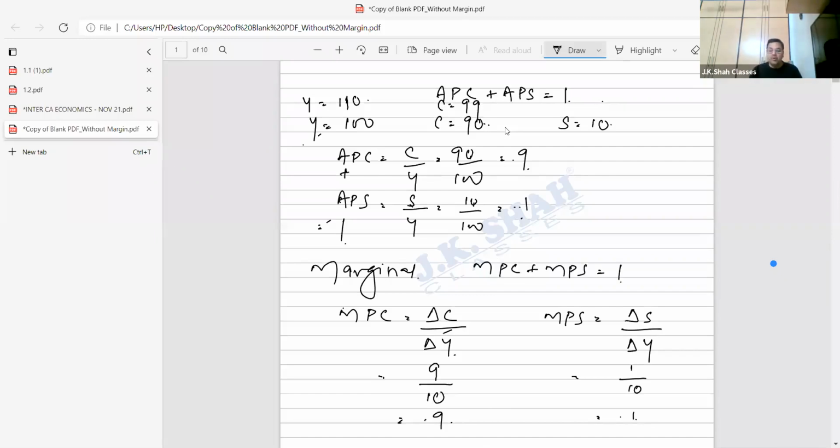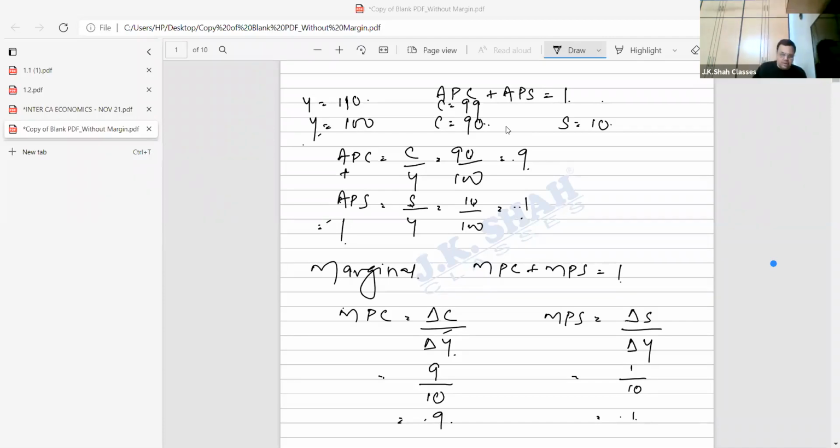Any doubts over here? No doubts. I suppose it's clear. Any doubts, students? Come on, tell me fast. Understanding? I repeat, the rise in consumption that takes place due to rise in income is MPC. The rise in savings that takes place due to rise in income is MPS, marginal propensity to save.